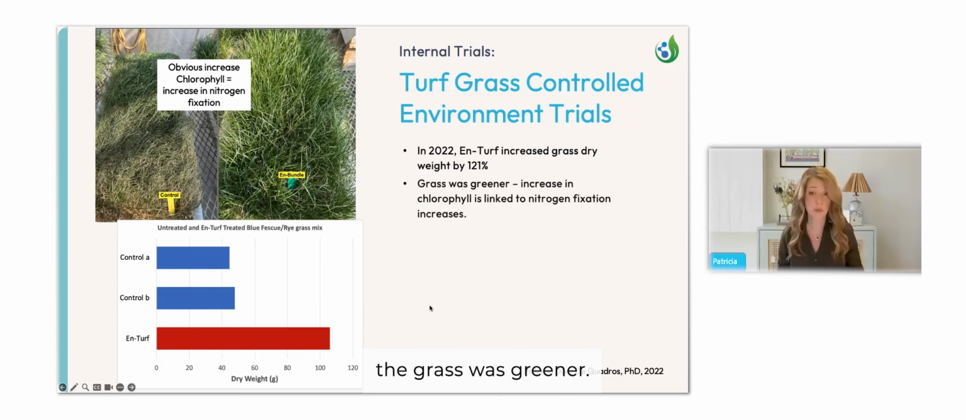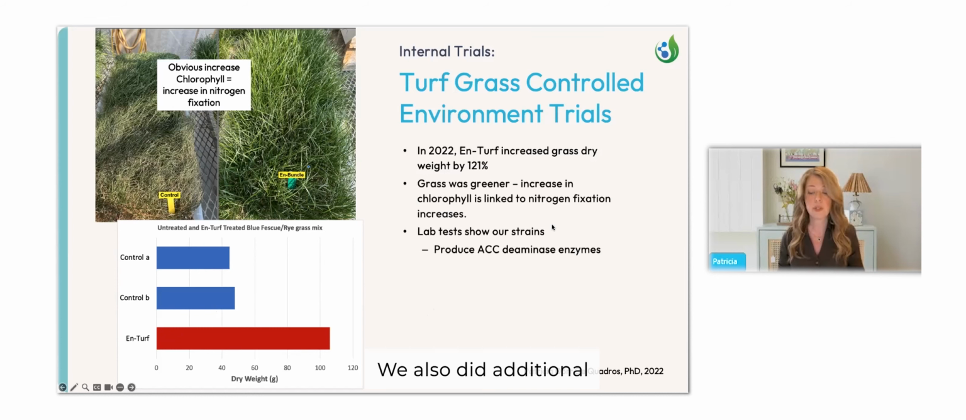The grass was greener. So we know that greener grass means that chlorophyll is increased, and we've also tested this chlorophyll link to nitrogen fixation. So we know nitrogen fixation is increasing. We also did additional lab tests on our strains, and we see that our strains produce ACC deaminase enzymes. So they will help combat stress.